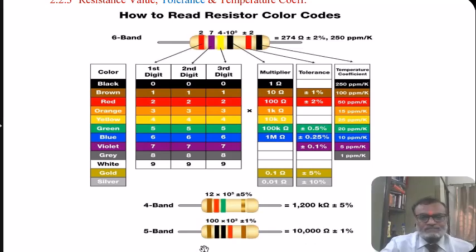Here, the last ring is red. So it corresponds to number 2. And therefore, the multiplier is 10 raised to 2. And the tolerance ring is brown. Here brown corresponds to plus minus 1%. So this is the resistance 100 into 10 raised to 2, that is 10 kilo ohm with plus or minus 1% tolerance.